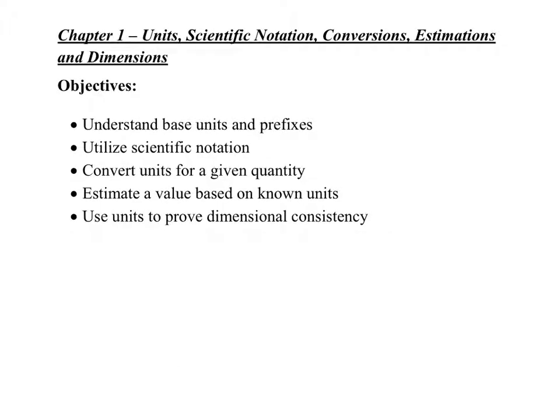With that said, let's begin this chapter. We've got five objectives this chapter. First objective, we're going to talk about both base units and prefixes. The second objective, scientific notation. The third, conversions of units. The fourth, estimating a value based on known units. And the fifth, using what's called dimensional consistency or dimensional analysis. Those are going to be our five main objectives.